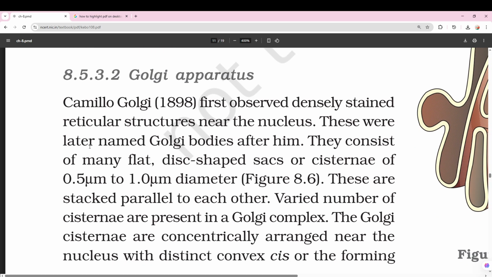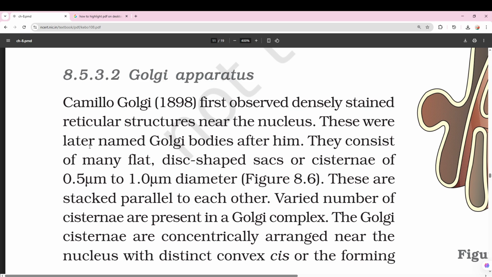Golgi apparatus. Camillo Golgi, 1898, first observed densely stained reticular structures near the nucleus. These were later named Golgi bodies after him. They consist of many flat, disc-shaped sacs or cisternae of 0.5 to 1 micro diameter. These are stacked parallel to each other. Varied number of cisternae are present in a Golgi complex.